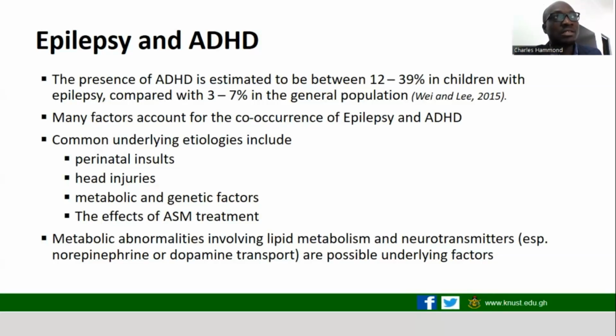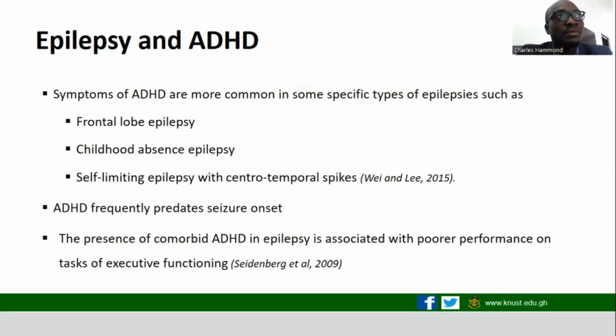Also, metabolic abnormalities involving lipid metabolism and neurotransmitter metabolism, especially those involving noradrenaline and dopamine, are possible underlying factors. The symptoms of ADHD are more common in some specific types of epilepsies, especially in frontal lobe epilepsy and childhood absence epilepsy. That's probably because there is a lot of inattention in childhood absence epilepsy. And then again, in the self-limiting epilepsy with central temporal spikes.